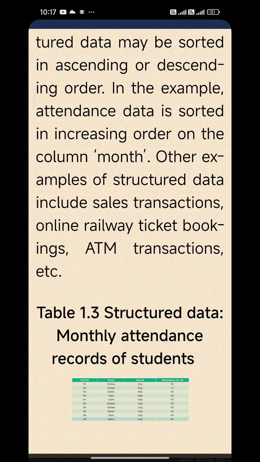In the example, attendance data is sorted in increasing order on the column month. Other examples of structured data include sale transactions, online railway ticket bookings, ATM transactions, etc. Table 1.3 Structured data: monthly attendance record of student.